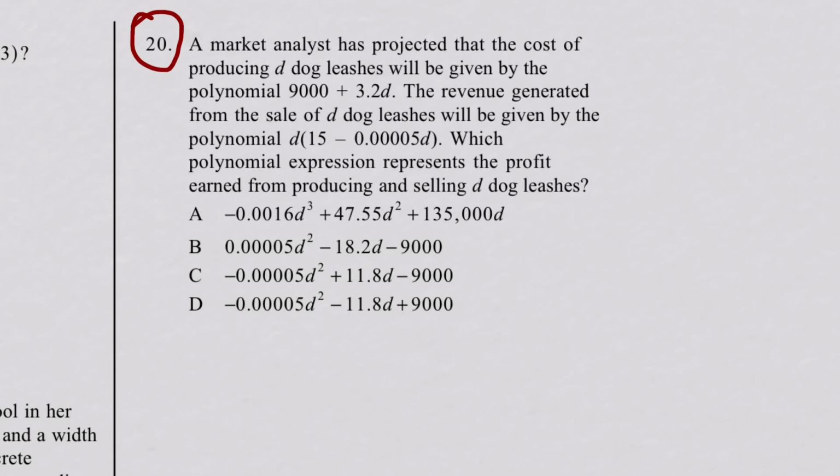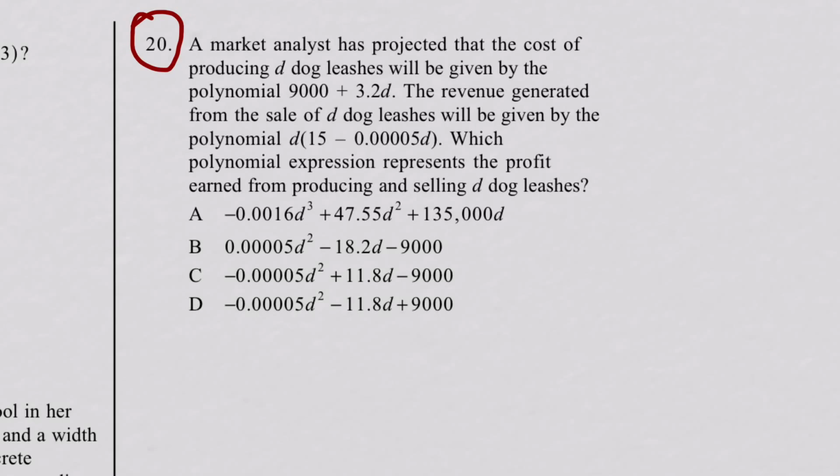A market analyst has projected that the cost of producing D dog leashes will be given by the polynomial 9,000 plus 3.2D. So D represents the number of leashes. The revenue generated from the sale of D dog leashes will be given by the polynomial D times 15 minus 0.00005D. Which polynomial expression represents the profit earned from producing and selling D dog leashes?